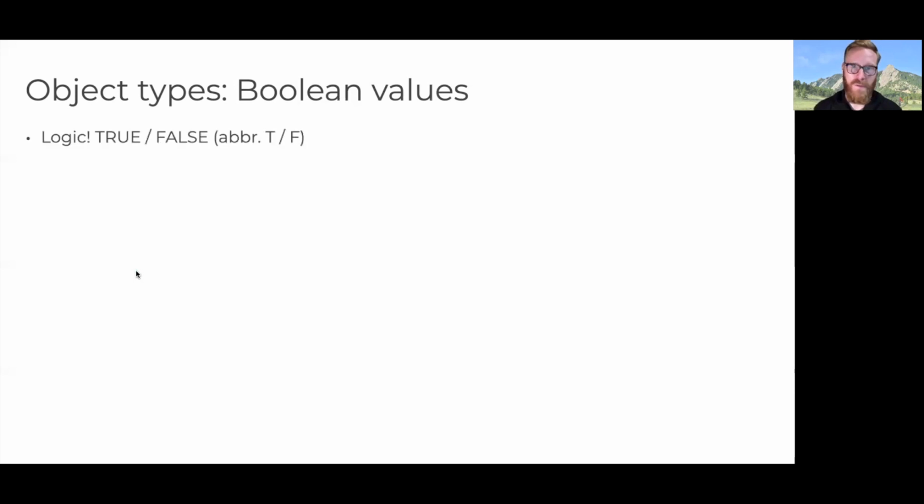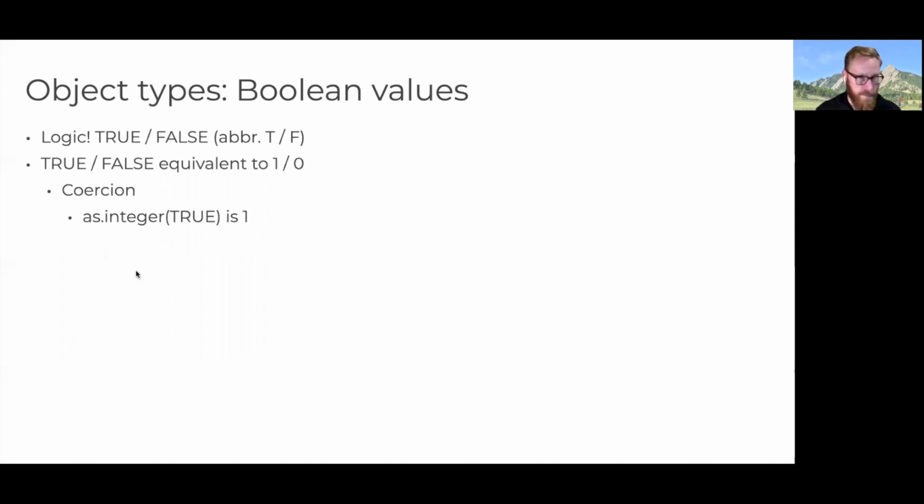Boolean values are another basic data type in R. So that's just true or false, indicated in R by all caps TRUE or all caps FALSE. You can abbreviate them with a capital T or capital F. And they're equivalent to 1 and 0 respectively. So you can coerce a TRUE into an integer with as.integer, and it will return 1.